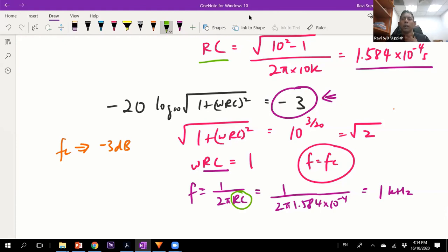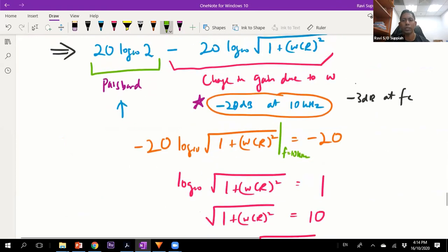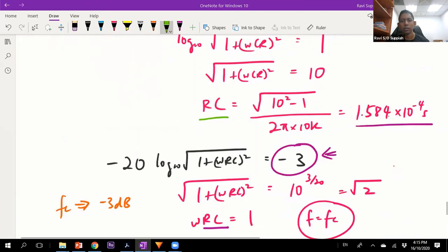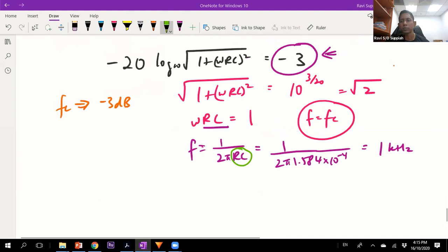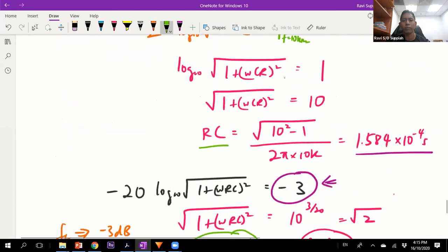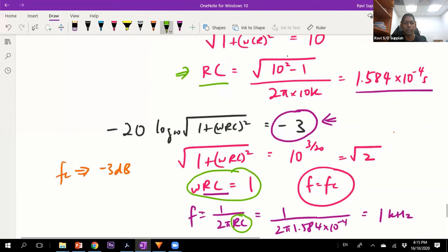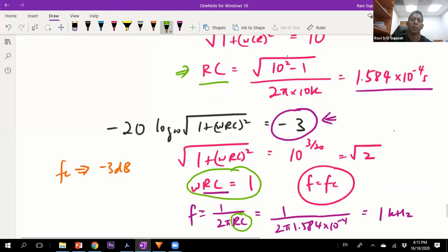It is the same RC value, but we are analyzing it from the perspective of the 20 dB drop at 10 kilohertz to get the RC value, and then we are using that value in the second expression. This is WRC, don't get confused, not RC. This WRC is 1 when F equals FC. This RC value we get when we calculate using the information that the frequency is 10 kilohertz and the gain is -20 dB. So it's the same RC value. It's only one circuit, but we're analyzing it at different points.